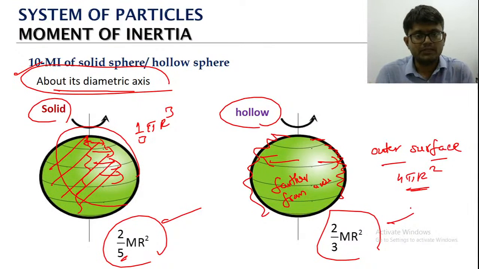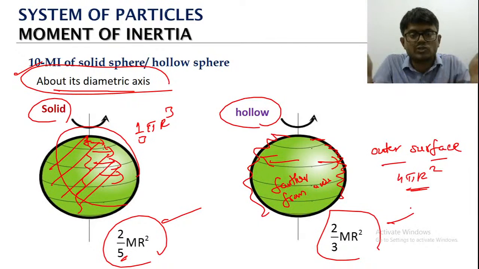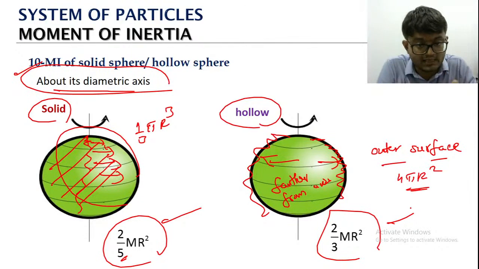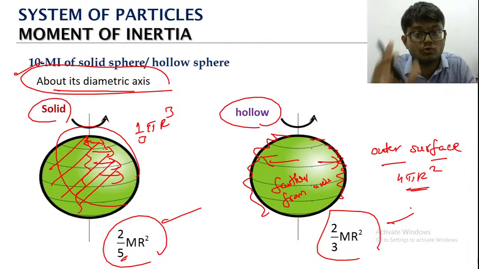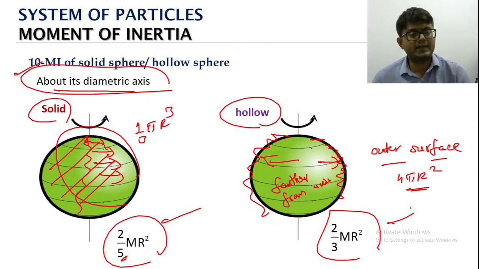Generally people remember this: one is 2 by 5 mr square, the other is 2 by 3 mr square, but suddenly we might get confused about which is which, and for that what is the thumb rule? Solid means mass starts from the axis, so mass stays closer to the axis, right? So it will be lesser. So in the denominator we should have a bigger number, that is 2 by 5 mr square. The derivation of how it comes we will see in a separate video.